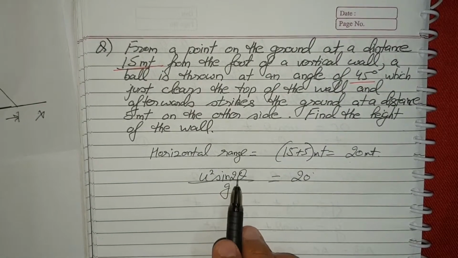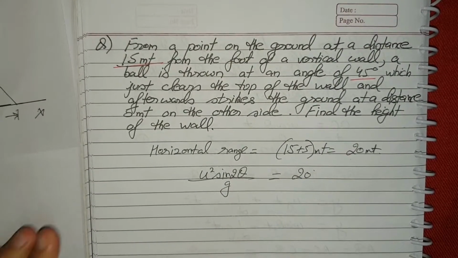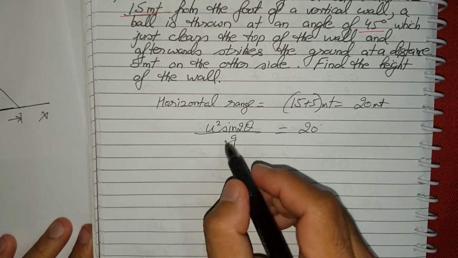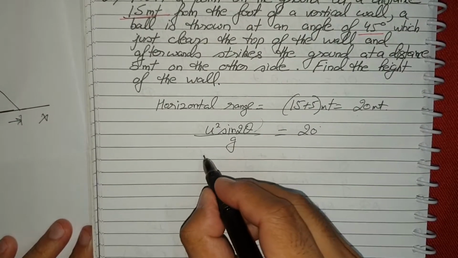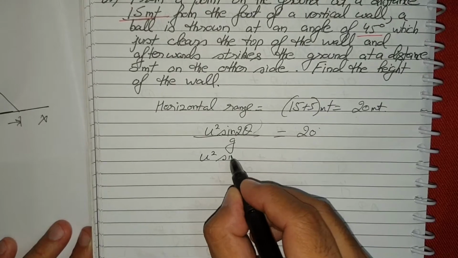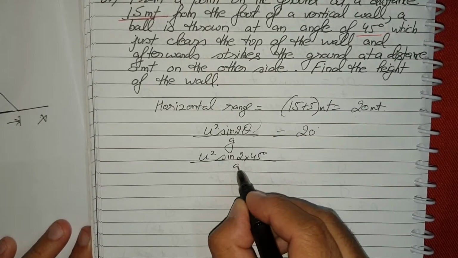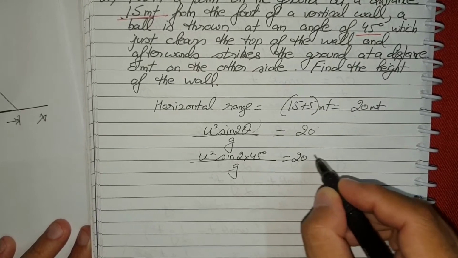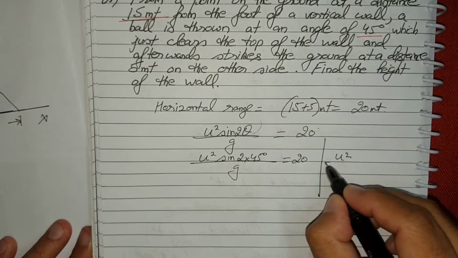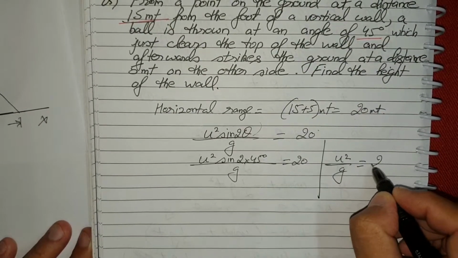So, sine 45, 2 into 45 is sine 90, that basically will make it 1. So, this thing becomes 1. This will be u square sine 2 into 45 degree, which is sine 90, which is 1, equals 20. This implies u square by g equals 20.